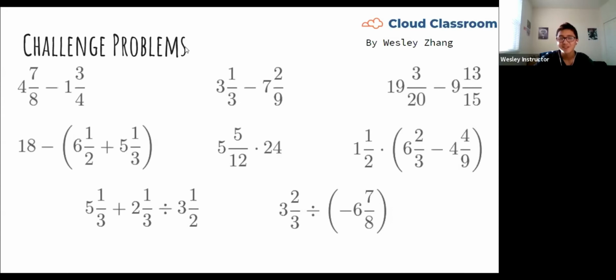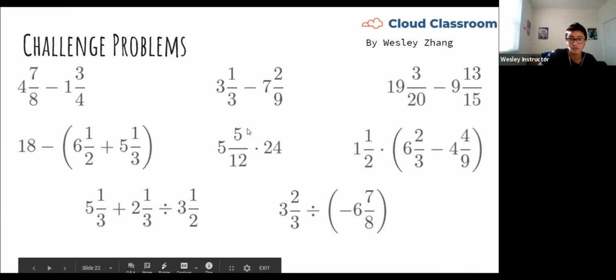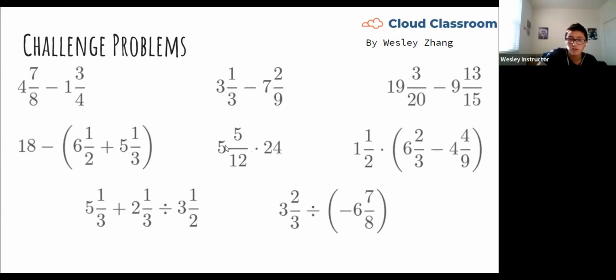Okay. So let's go over this one. So 5 and 5 over 12 times 24. So when we have a mixed number and a whole number and we multiply them, you want to convert this one to an improper fraction because that's easier in my opinion. So 5 and 5 over 12, we multiply 5 by 12 over 12, and that becomes 60 over 12. And then we add them, so that becomes 65 over 12.